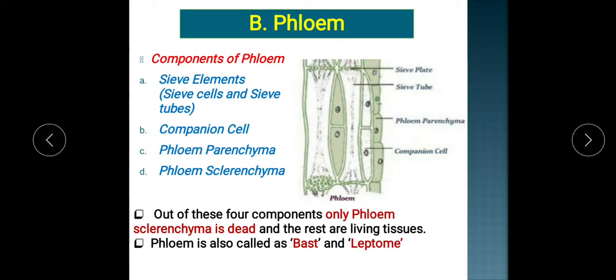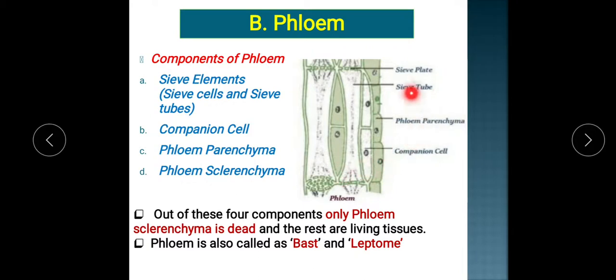Now moving towards the second type of complex permanent tissues, which is called the phloem. As we have already discussed, the phloem translocates the organic food material from the photosynthetic parts to the non-photosynthetic parts of the plant body, and it also provides mechanical support. The phloem also consists of four components: sieve elements, which mainly include the sieve cells and the sieve tubes, then the companion cell, phloem parenchyma and phloem sclerenchyma.